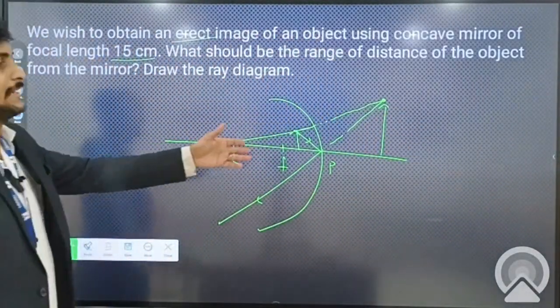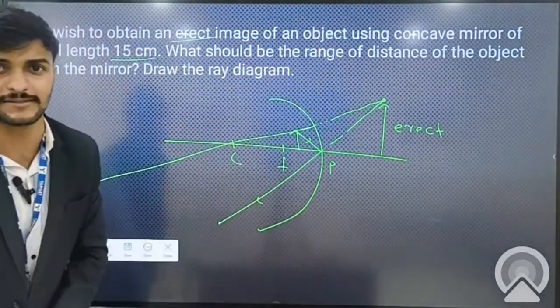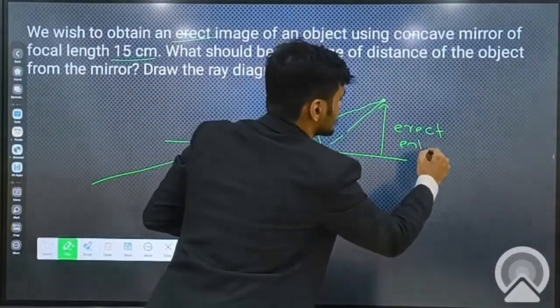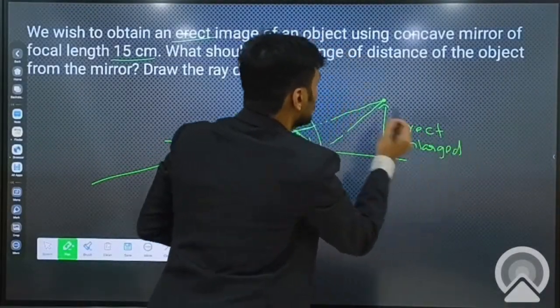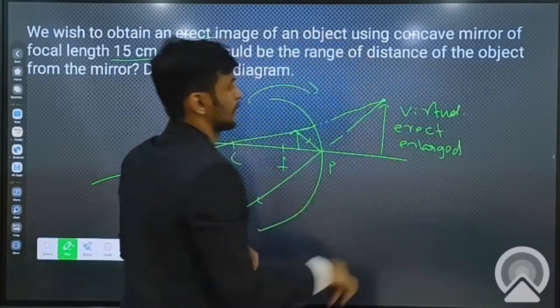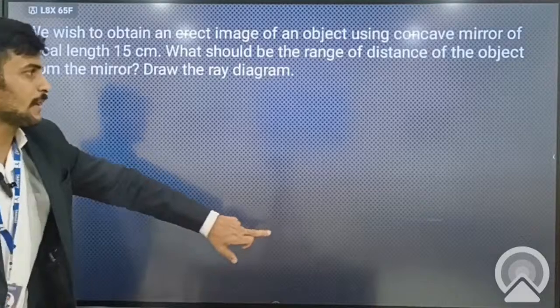You can see the image is erect because the image is formed above the principal axis. Okay, and what about the size? Size is enlarged. The image is on the right side, which means it is virtual. Clear? Very simple, right? Okay, moving to the next one.